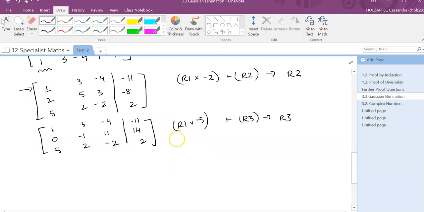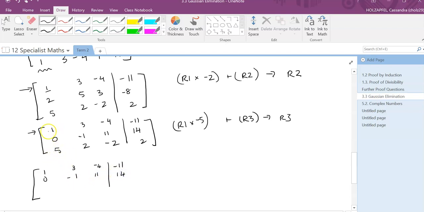So now I'm going to do the same thing, and I'm not going to manipulate this row because the numbers are pretty small. I'm going to try and keep these numbers small, but I'm going to multiply it by 5, add it into this third row, and then replace that third row. So I'll show you what I mean. This row is going to stay the same, 1, 3, -4, and -11. And this row is going to stay the same, 0, -1, 11, and 14.